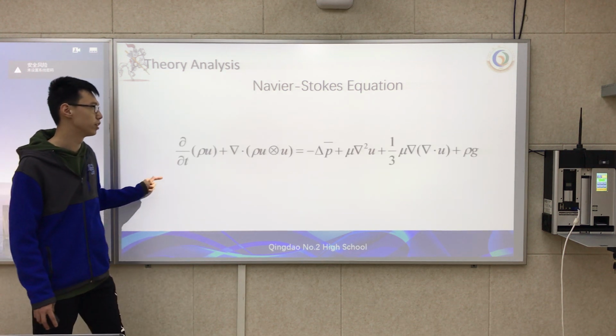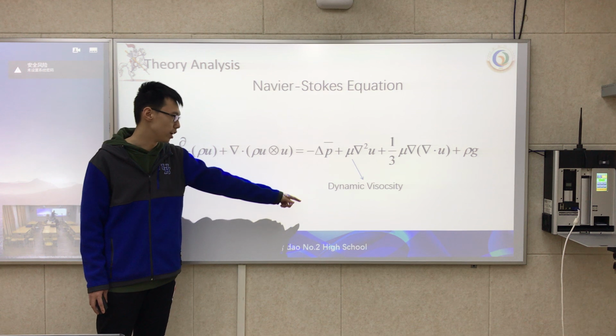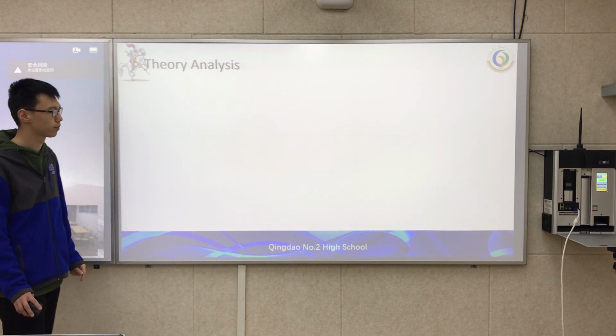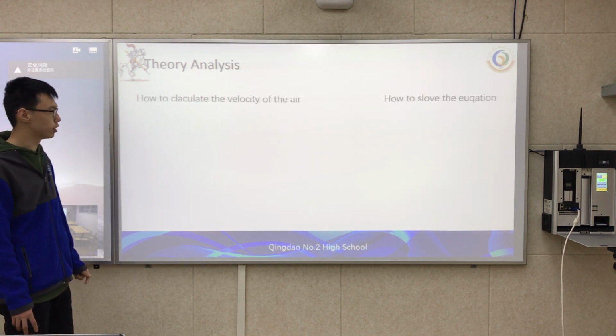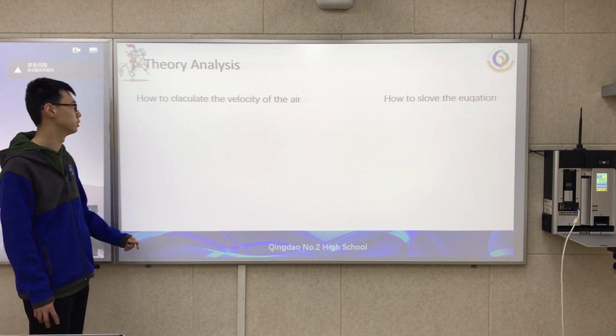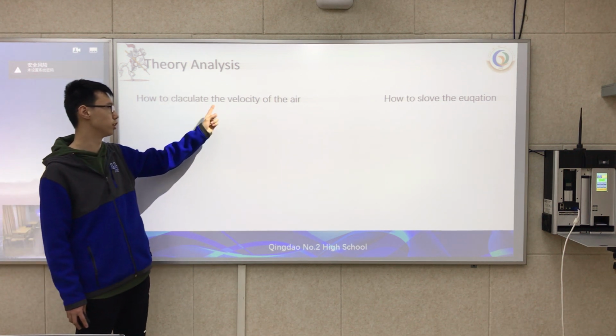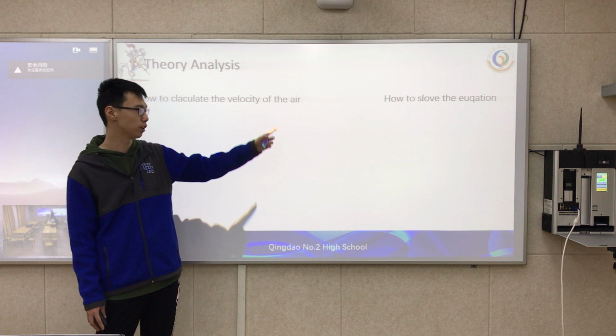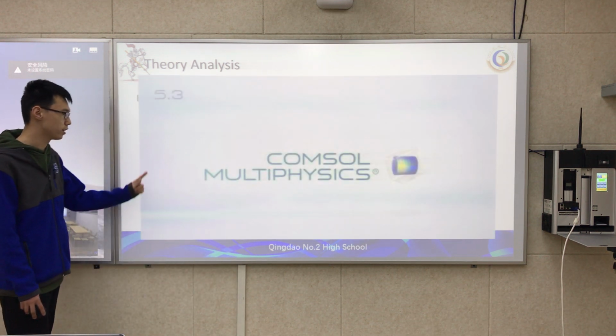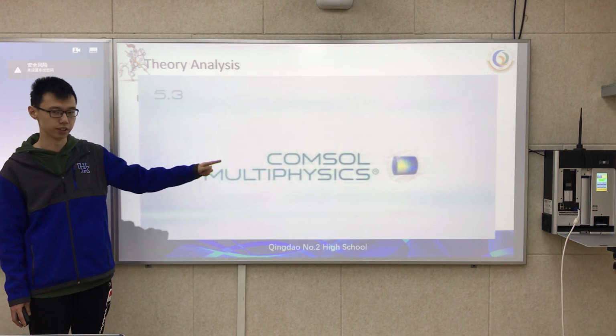And this is the Navier-Stokes equation, where mu is the dynamic viscosity. But after seeing this equation, we have two very important problems. First, how to calculate the velocity of the air. And second, how to solve this equation. We found the answer in computer simulations.